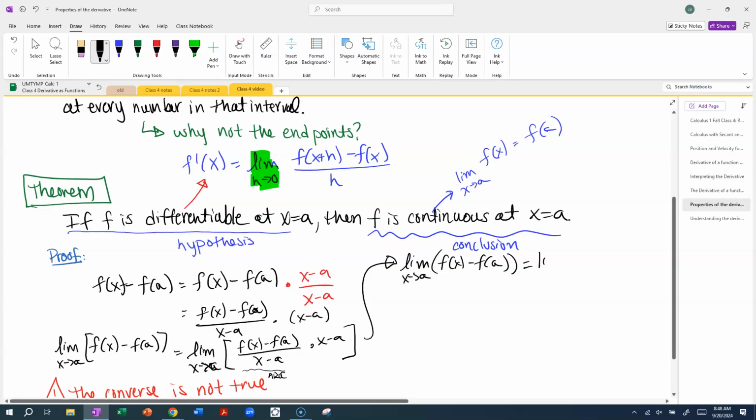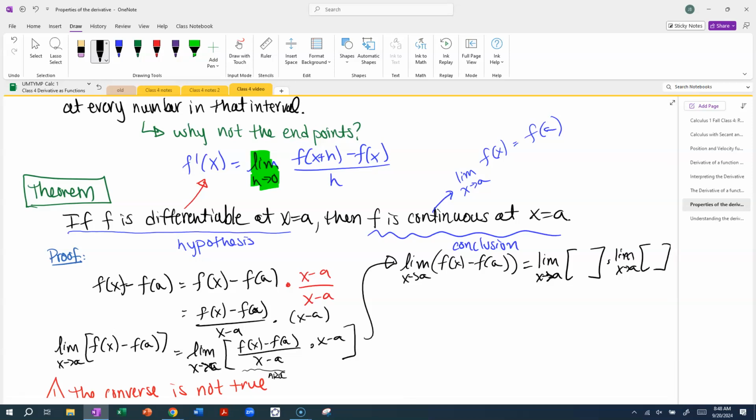So it allows me to say by limit laws, I know those limits exist independently, and so I can break them up. I'm just going to leave little placeholders. I'll let you fill it in on your own. So it'd be the limit of that first part of the product times the limit of that second part of the product. And so then this would be f prime of a times, and if I evaluate that, that's 0. So in all, on the right-hand side, I just get 0.